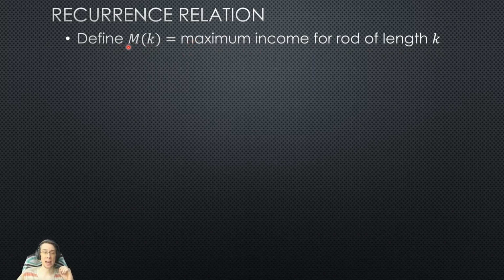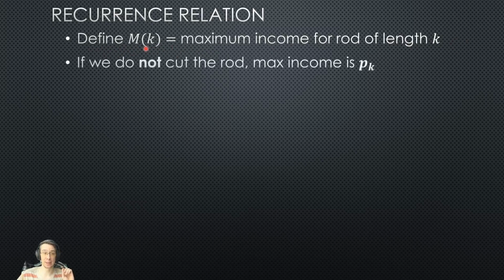In other words, I'm going to now define a recurrence relation, m of k, just like we defined recurrence relations t of n earlier. The m of k is going to be a recurrence relation, and here I'm giving it in words a meaning. So what does m of k hold? It by definition should hold the maximum income I can get given a rod of length k. So I'm defining what m of k should be semantically, what it should contain semantically.